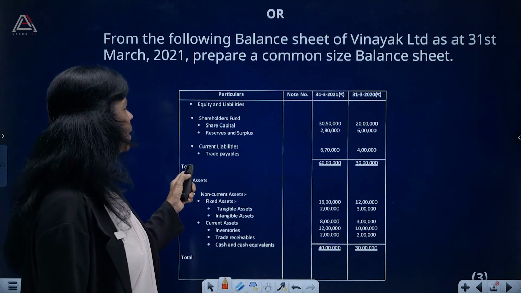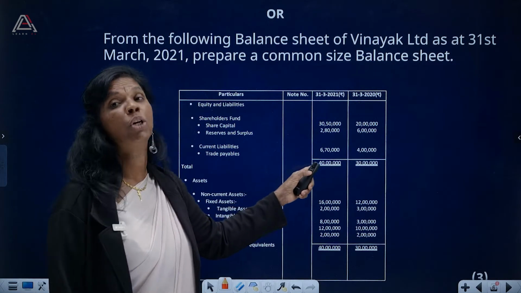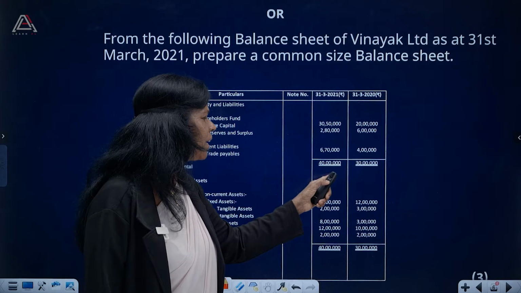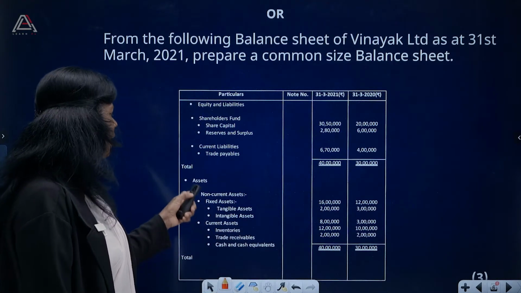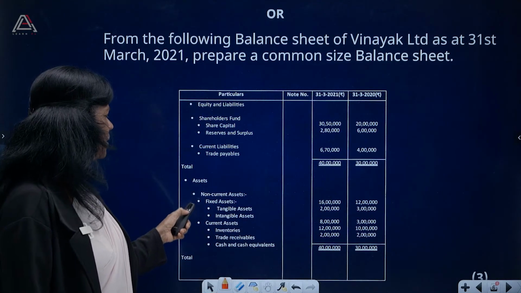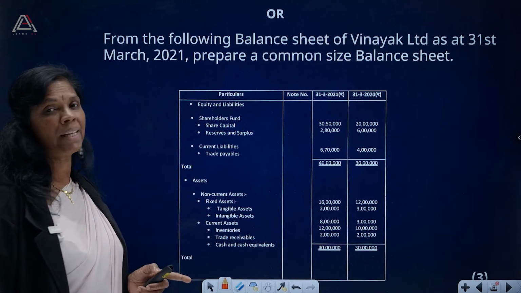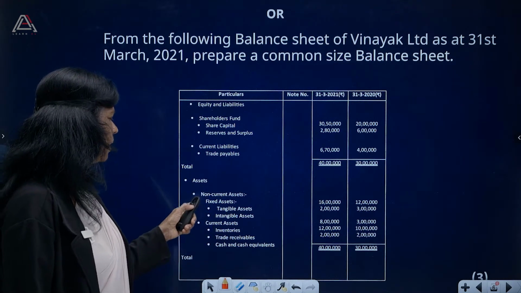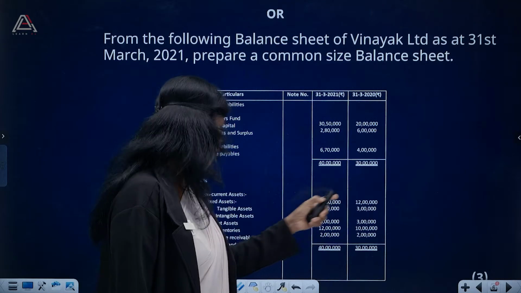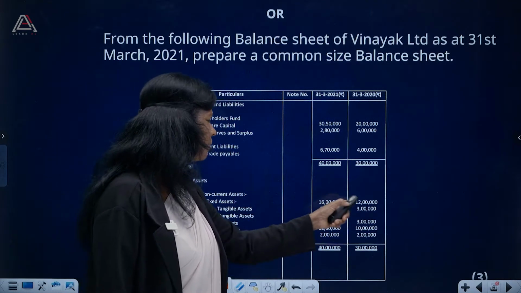Then asset side total, liability side total, equity and liability side total 40 lakh and 30 lakh. Then second one, assets. Asset under first heading, non-current asset. First one, fixed asset. Tangible asset 16 lakh, 12 lakh. Intangible asset 2 lakh, 3 lakh.